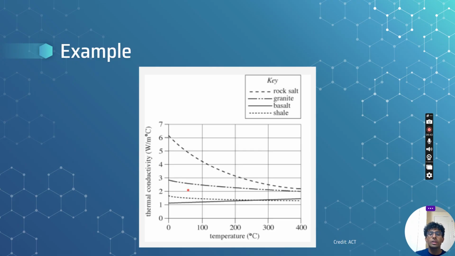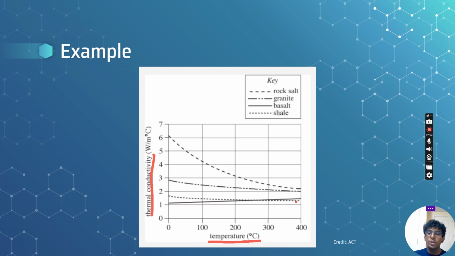We have temperature on the x-axis as an independent variable, and we have thermal conductivity on the y-axis as a dependent variable. And this is what I meant by multiple graphs. Here we have different types of rocks, right? Rock salt, this is the top one, then granite, basalt is the solid line, and then shale is this very dotted line.